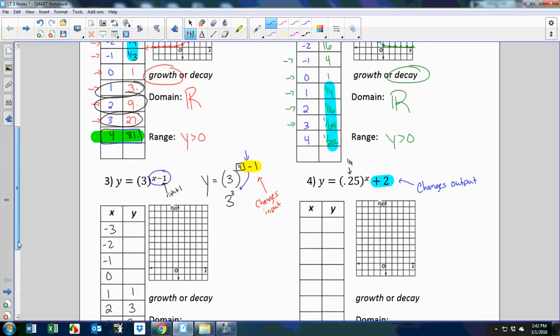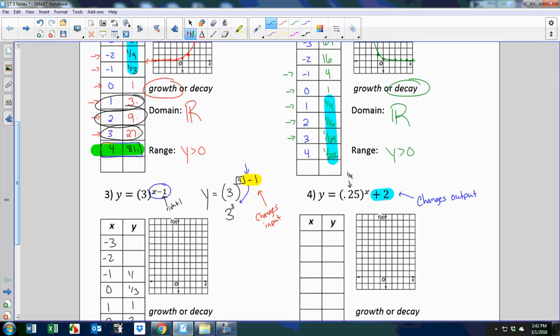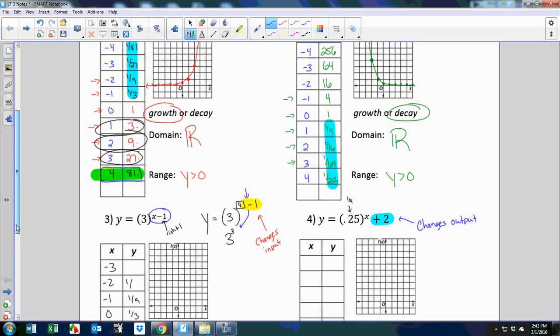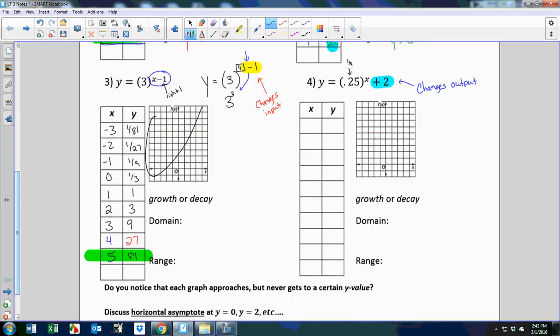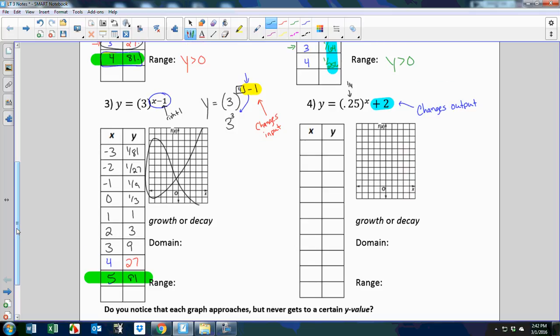So copying these y values, 1/3, 1/9, 1/27, and 1/81. So we're not even going to mess with graphing this. It's just going to move the picture right 1. We'll talk about growth, decay, domain, range in a second.